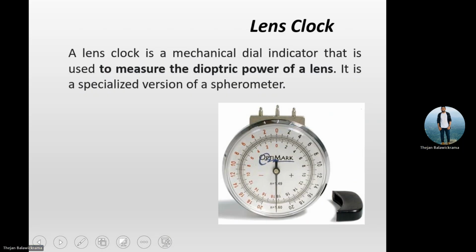What is a lens clock? A lens clock is a mechanical dial indicator used to measure the dioptric power of a lens. You haven't done it? Have you seen somebody do it?